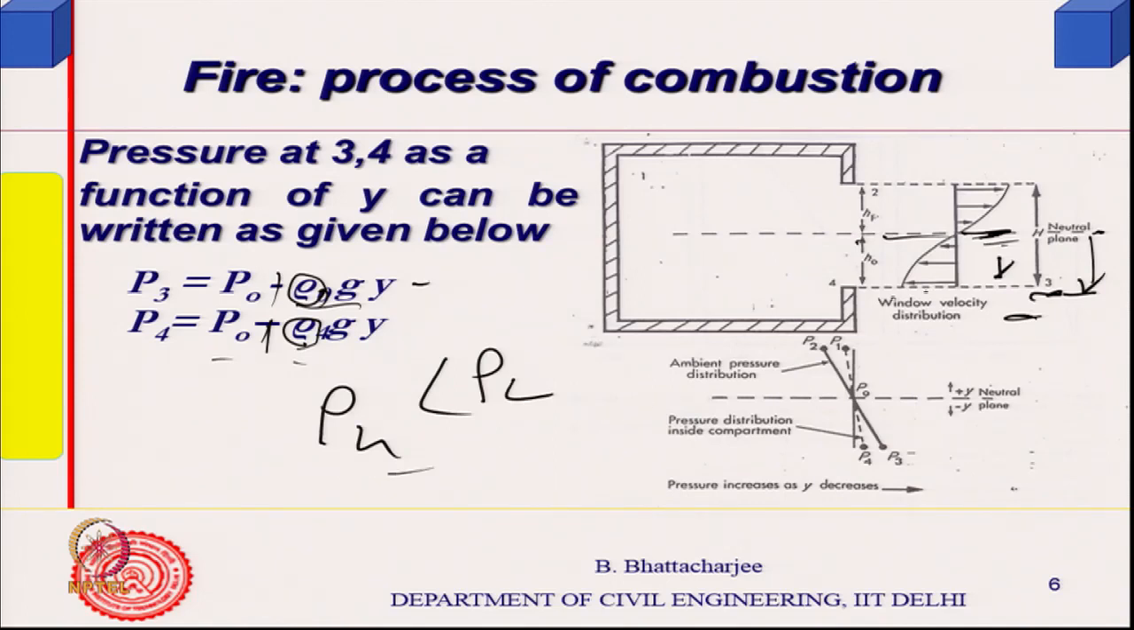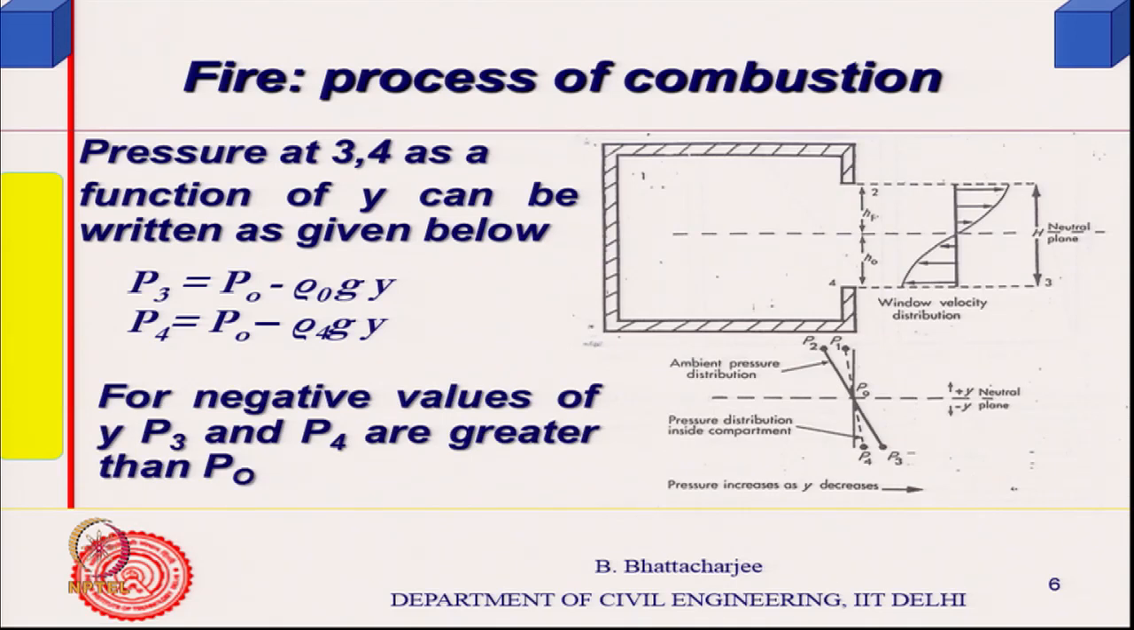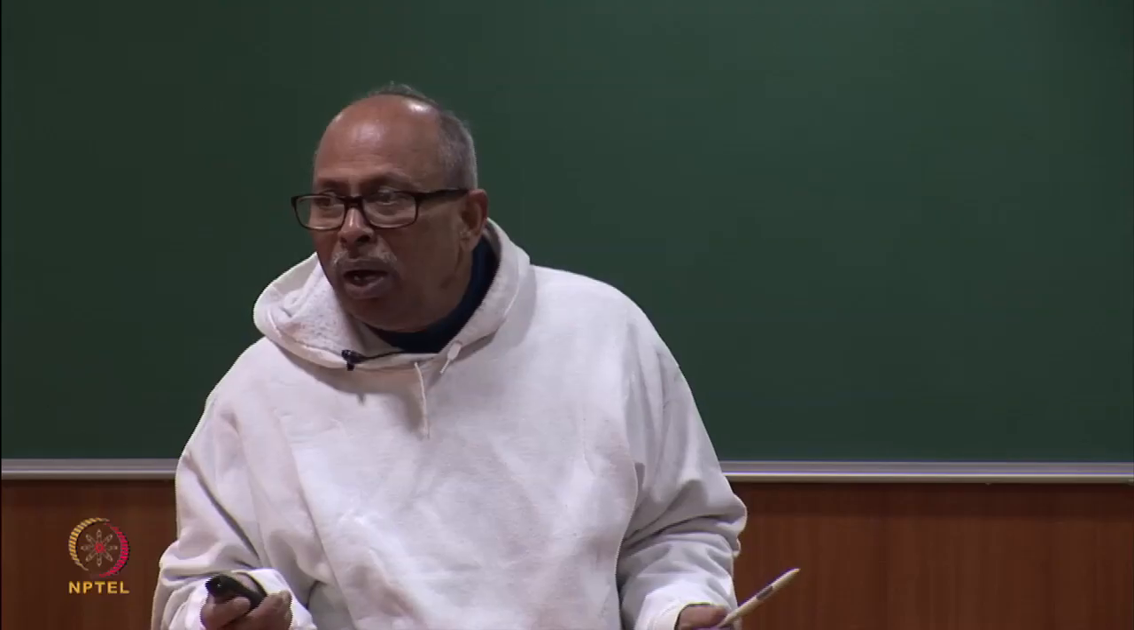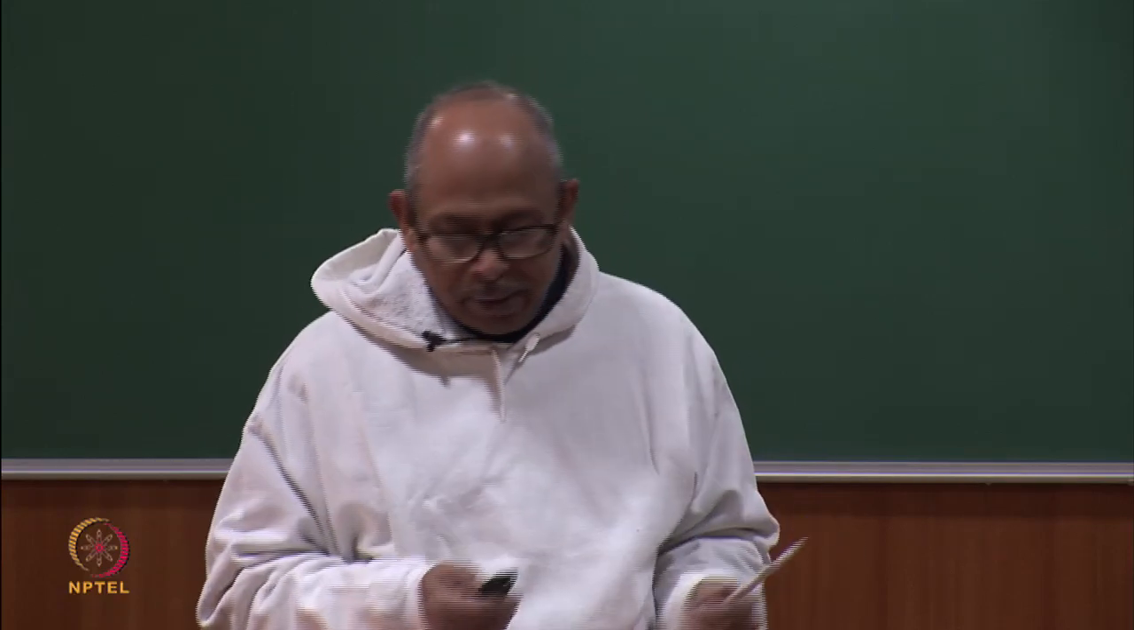So, that is how the flow occurs in this position. This is how we can express both of these, with y being minus. So, for negative values of y, P3 and P4 are greater than P0. They are both greater, one is still more, another is slightly less. So, flow takes place in this manner, right.